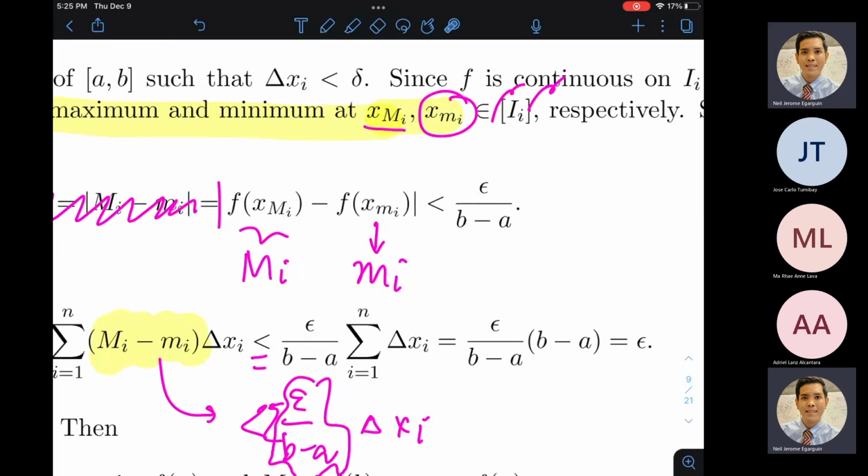All right? Pero ano itong summation ng mga delta x sub i's? Sila lamang yung sum ng haba ng mga subintervals. Pero alam natin, yung subintervals form a partition of the interval AB. So pag kinuha natin yung union ng mga subintervals, makukuha natin yung AB. At dahil partition sila ay disjoint. So pag sinum up ko yung haba ng mga delta x sub i's, I will get yung haba ng original interval AB, which is b minus a.